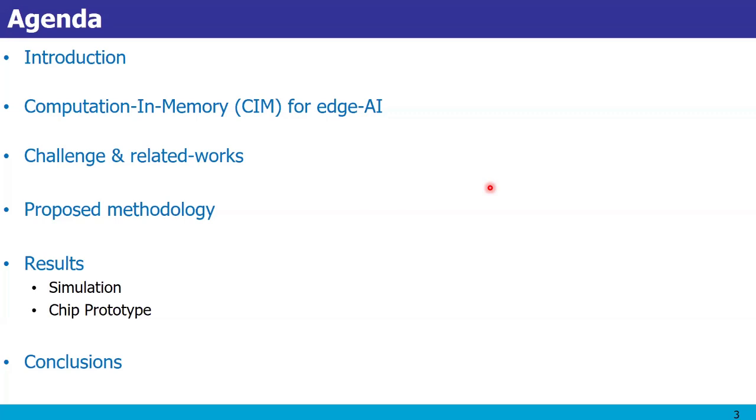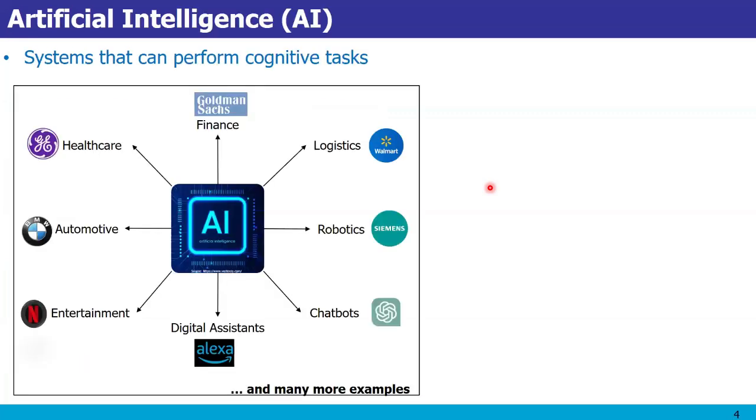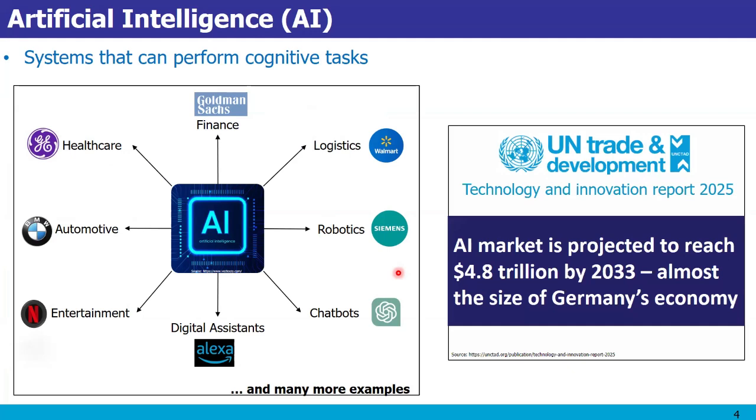So starting with the introduction, as we know, artificial intelligence basically refers to systems that can perform cognitive tasks which are beyond standard number crunching. Here are a few examples of some products and services that leverage AI for the execution. And as per a recent report from UN Trade and Development, the AI market size is projected to reach almost the size of Germany's economy by 2033. So AI has already become an integral part of our lives, and that share is going to increase more and more as we move forward in the future.